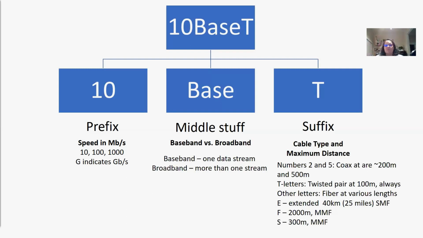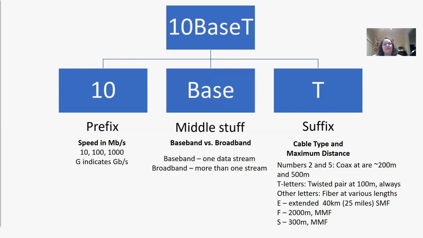Finally, all of those other letters, in short, they mean fiber. As long as they don't have a T or a C in them, it's fiber. These also can have other letters attached, and the important ones are E, as in echo, F, as in Frank, and S, as in Sierra. E actually means extended, 40 kilometers or 25 miles, and it's single mode fiber. F is 2,000 meters, two kilometers, and multimode fiber. S is 300 meters and multimode fiber.